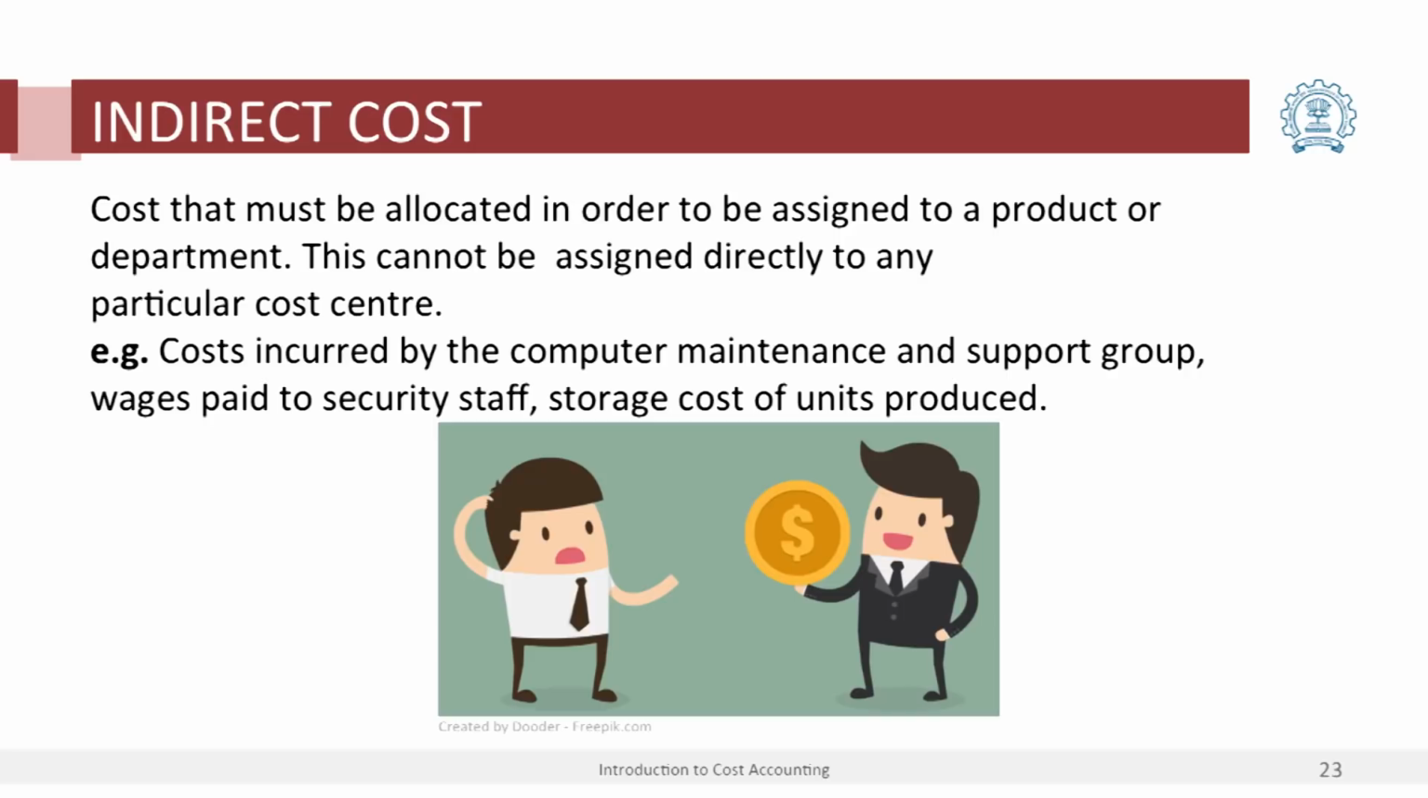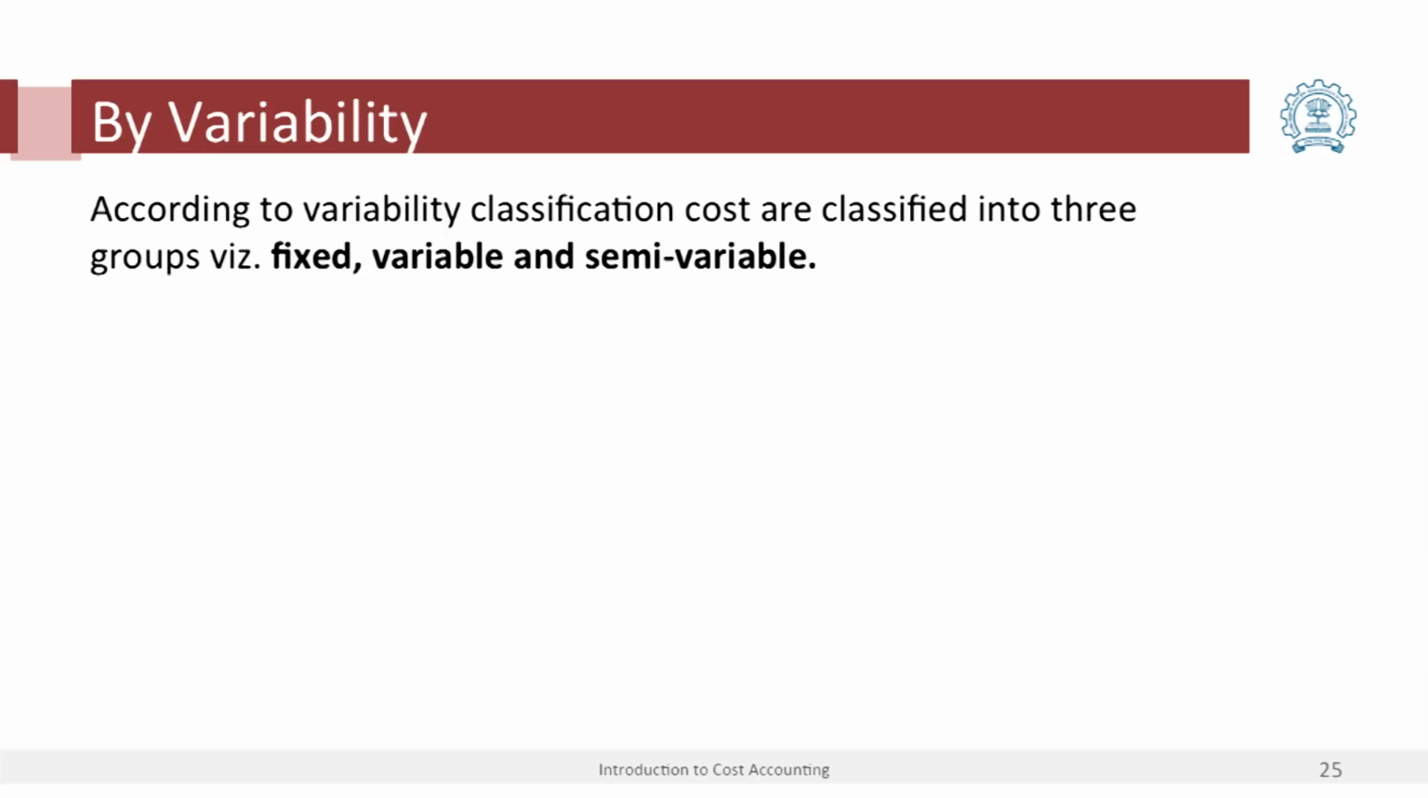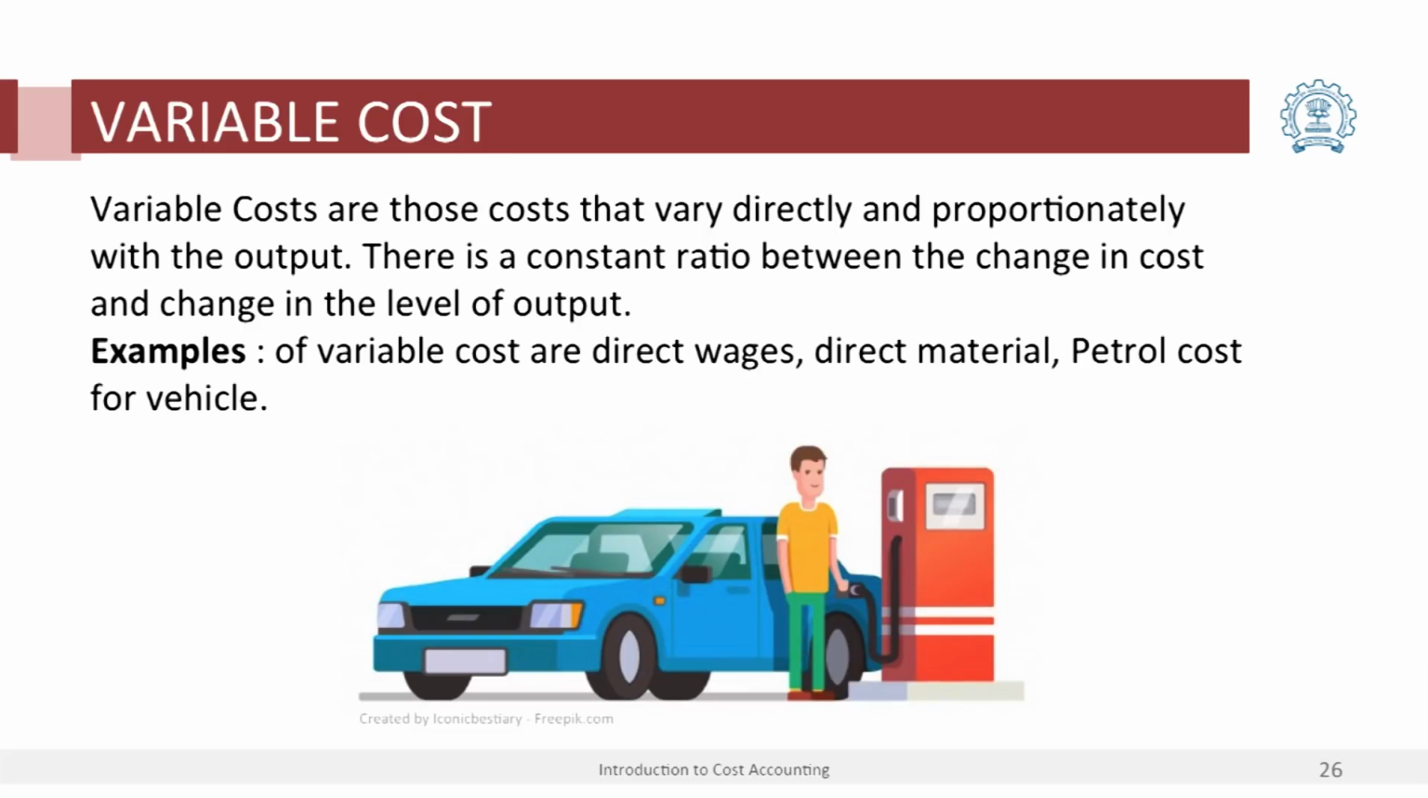The next type of classification is as per variability. Now, certain costs change with the level of activity. So, if you produce more units, the cost increases, then it is known as variable. Certain costs do not change with the units, they are known as fixed. So, here you can see a variable cost which changes in direct proportion to the output. The example is in the form of direct wages or direct material. If you are operating a vehicle, fuel cost will probably go on increasing with the use of the vehicle. So, it becomes a variable cost.